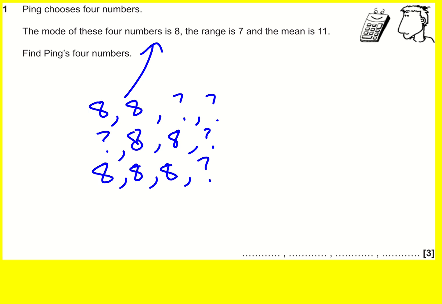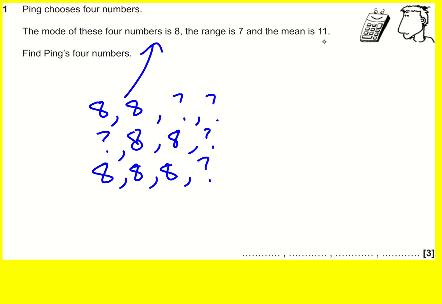I know the mode is 8, so I'm going to have at least two 8s. I know the biggest number is more than 8, so I've constructed one here with the two 8s in the middle, and one here with the two 8s at the start, and I've even thrown in three 8s potentially, and then something that would get me a mean of 11 would be there. Now let's just have that to one side.